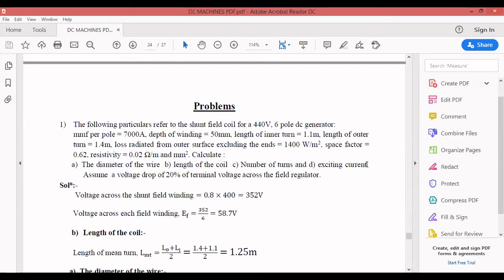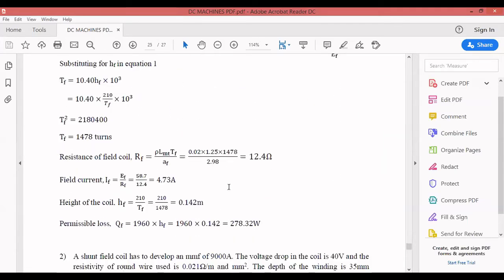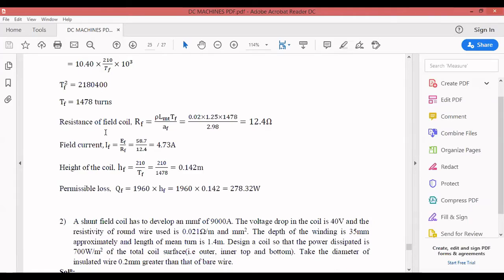Then what else do you have to find out? Still you have to find the exciting current, nothing but IF. Okay, we continue. Now, first calculate the resistance of the field coil. RF is equal to rho LMT TF by AF. TF you got here, so substitute all the things here. RF is 12.4 ohms. Once you know RF, I can calculate IF. IF is equal to EF by RF. 58.7 divided by 12.4 is equal to 4.73 amperes.